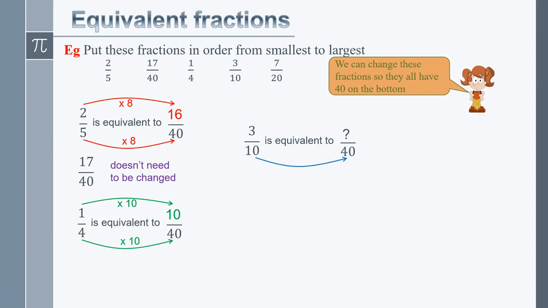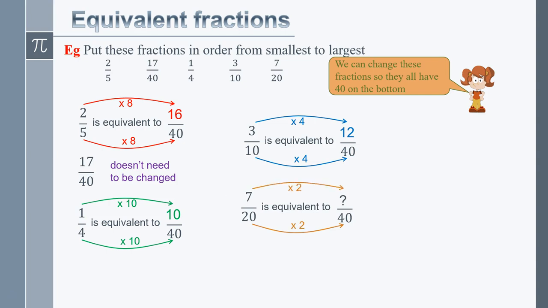Here we go with the next one. What am I timesing by? That's going to be a times by 4. 3 times 4. There we go. That's 12 over 40. And then the last one, 7 over 20. We times it by 2. So that's going to become 14.